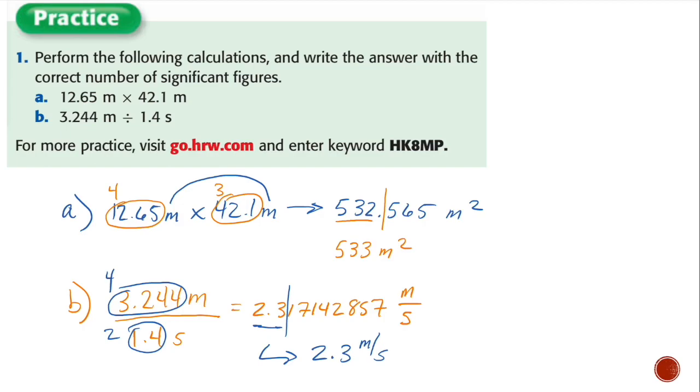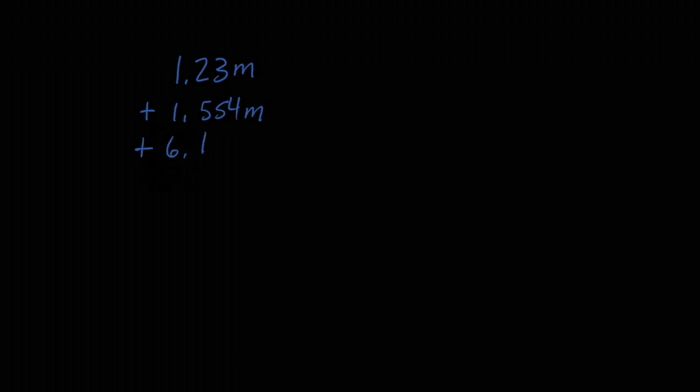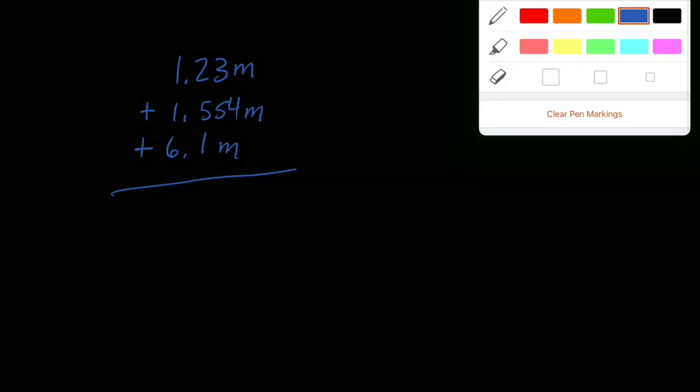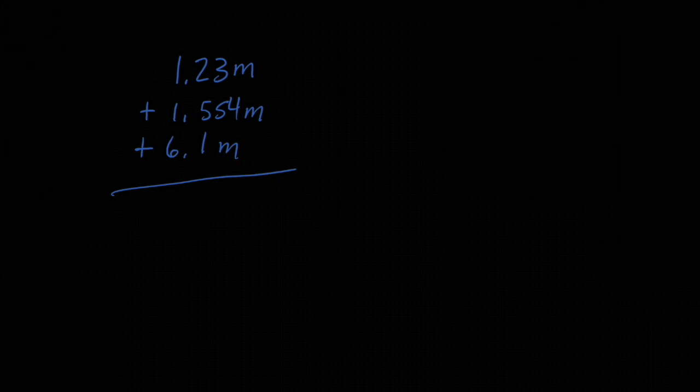All right, we've covered multiplication and division, and let's do one example of addition and subtraction. Okay, so I'm going to pull up another blank slide. What if we had 0.23 meters plus 1.554 meters plus 6.1 meters. Okay, so the first thing that we will do here is we're going to add these all up and we're going to get a calculator answer.